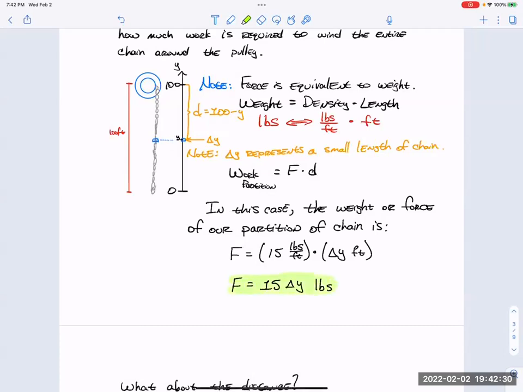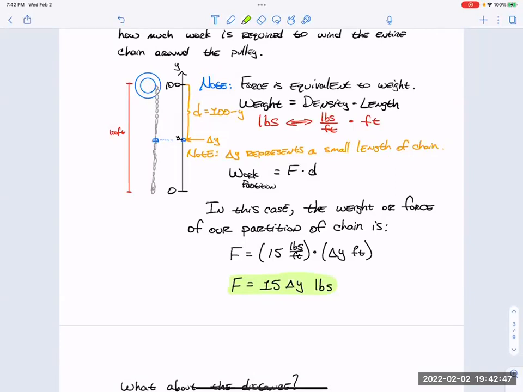I mean, it's so easy, it's confusing. It takes a little bit of thought to see this. Okay, any questions on that part there? The chain is always a tough one when you first see it.